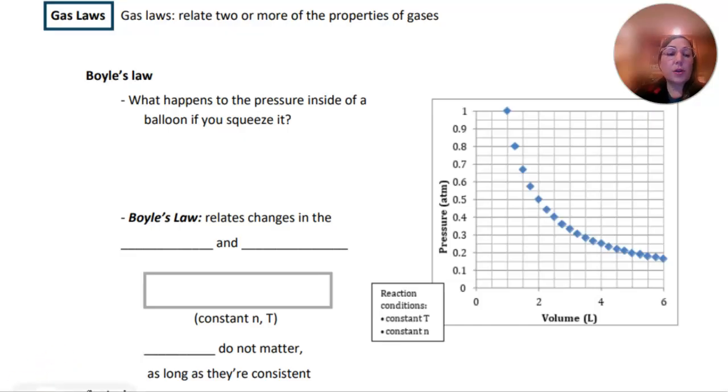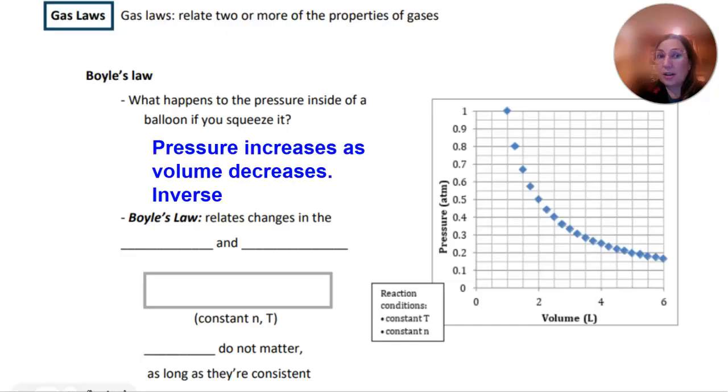Okay, so what's the first one? Boyle's law. What happens to the pressure inside of a balloon if you squeeze it? So think about squeezing a balloon. What is going to happen to pressure? Pressure is going to go up, right? It increases. You could even get the pressure so high that you make it pop, right? That you exceed the pressure that the balloon can withstand. So pressure is going to increase and increase and increase as the volume decreases.